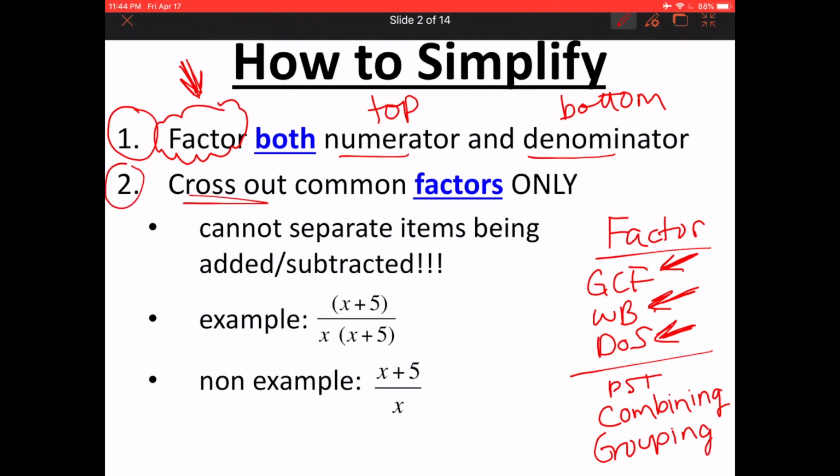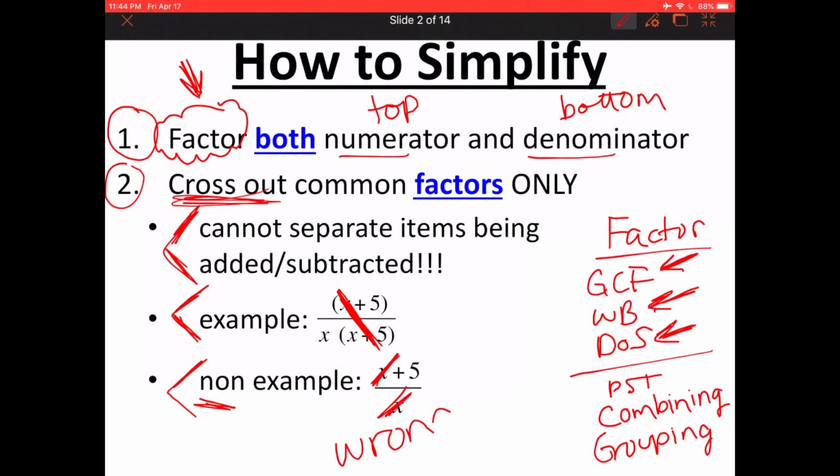Step 2 is to cross out common factors. Now, please notice, you cannot separate items that are being added or subtracted. So here's my example of common factors that I could cross out. I could cross out x plus 5 and x plus 5 because they are identical. In my non-example, I cannot cross out x and x. And people are going to do this, I guarantee you. And you will be wrong.